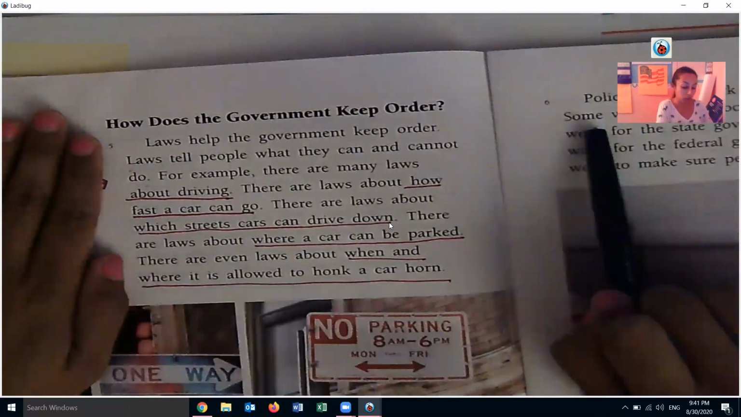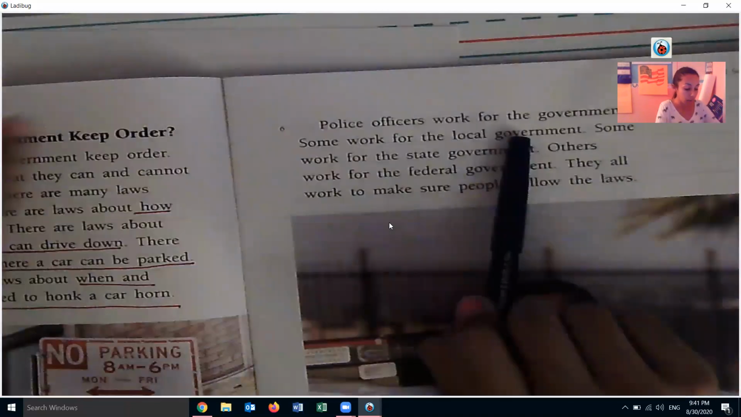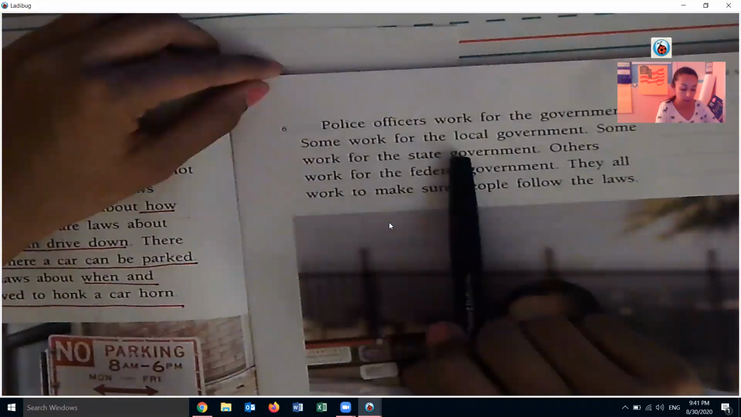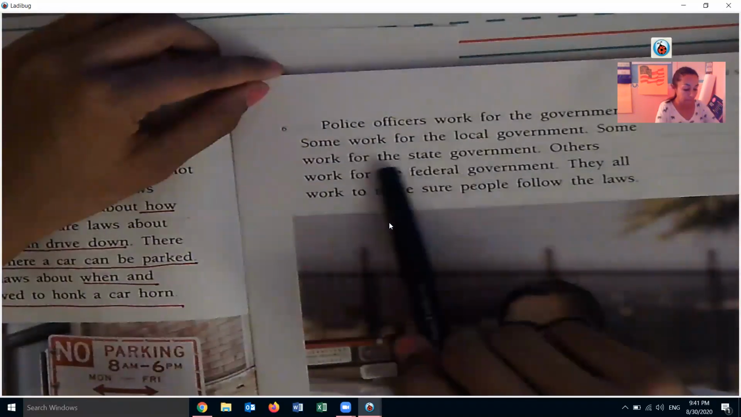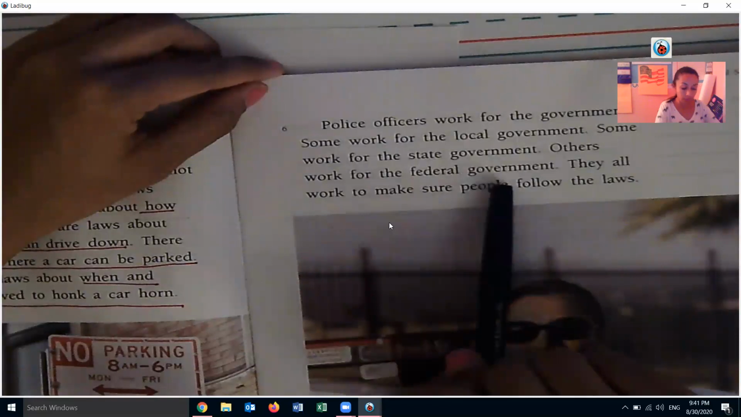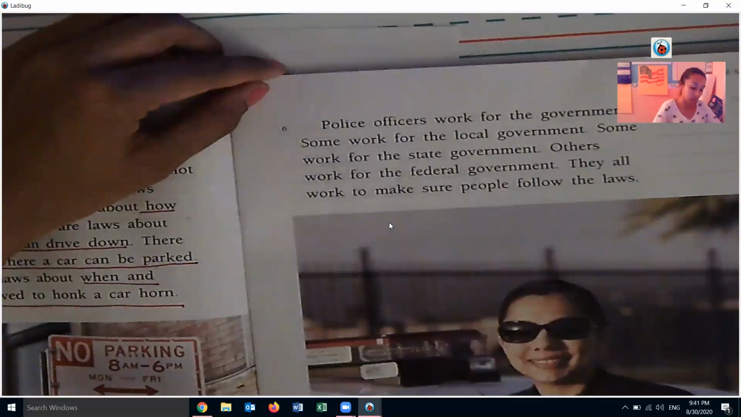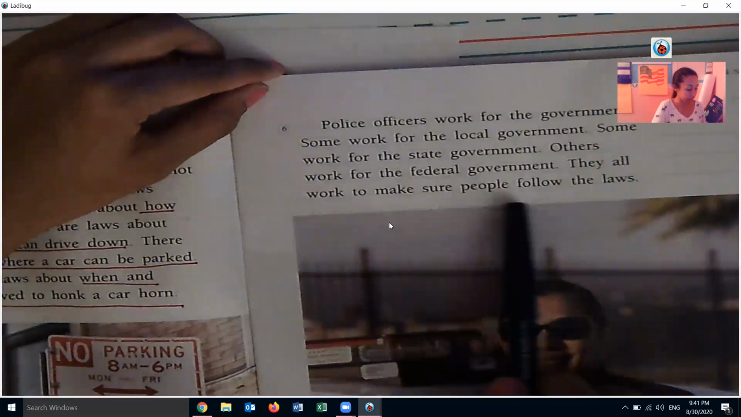Police officers work for the government. Some work for the local government. Some work for the state government. Others work for the federal government. They all work to make sure people follow the laws.